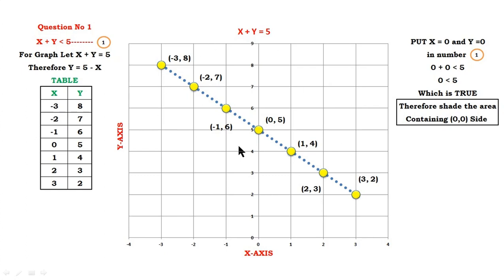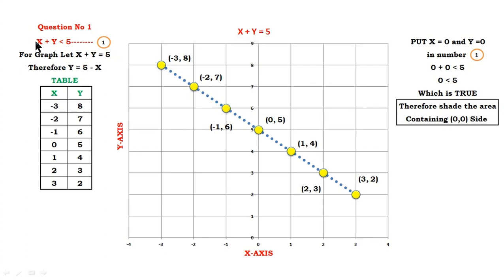Now what are the important points you have to note down? The line is drawn dotted because the less than sign is there. If there is a sign of less than or equal to, then you have to draw the dark line. This one is the important point. And the second point is you have to shade the graph on either this side or this side. Now how to calculate that area?